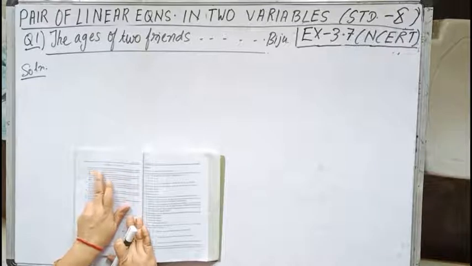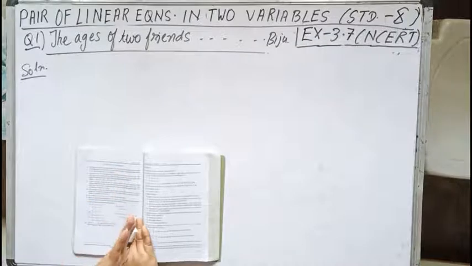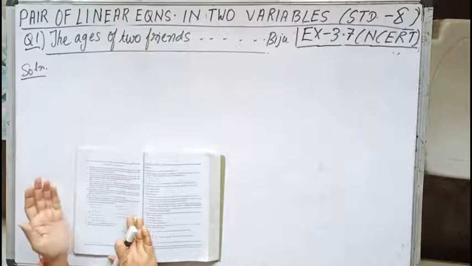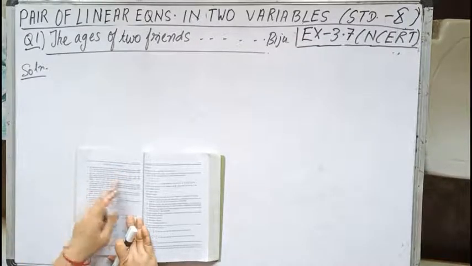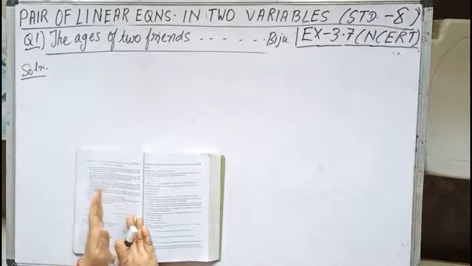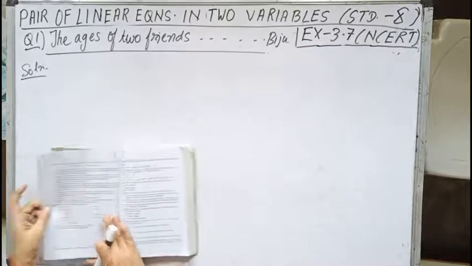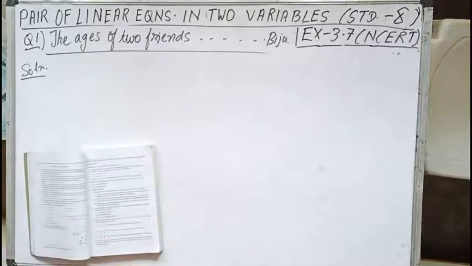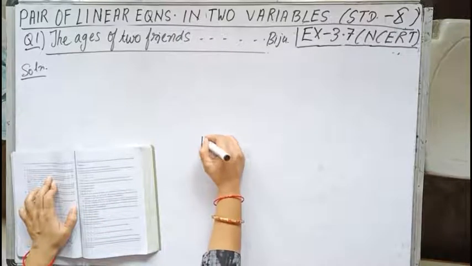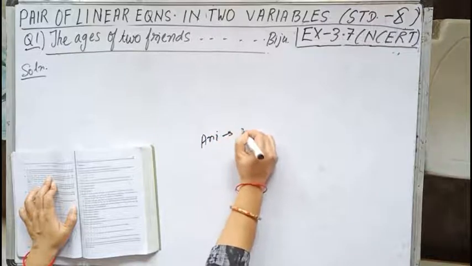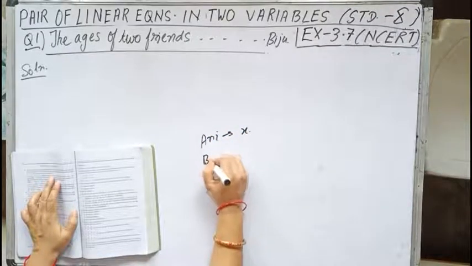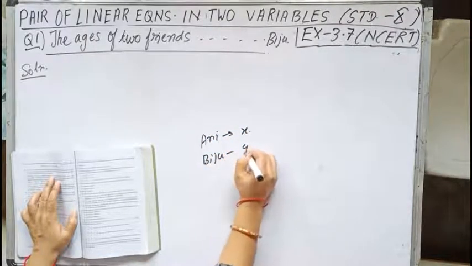It is saying that the ages of the two friends Annie and Biju differ by 3 years. Annie's father Dharam is twice as old as Annie and Biju is twice as old as her sister Kathy. Now the ages of Kathy and Dharam differ by 30 years. Find the ages of Annie and Biju. So whatever is asked, first we suppose that as x and y. So let us plan the question first. Annie is x years, suppose, and Biju is, suppose, y years.